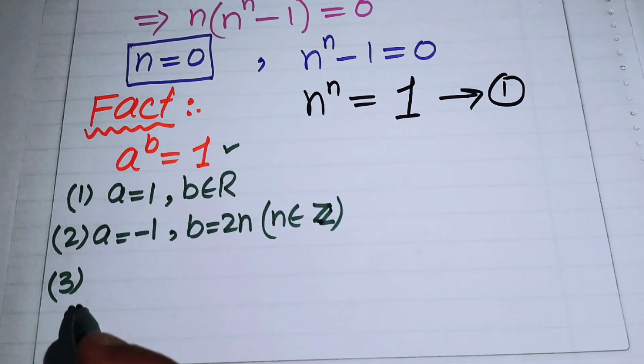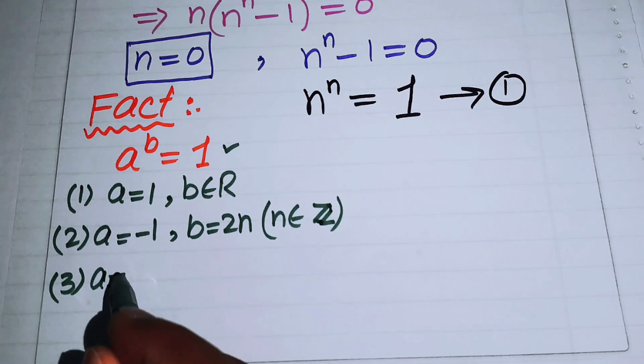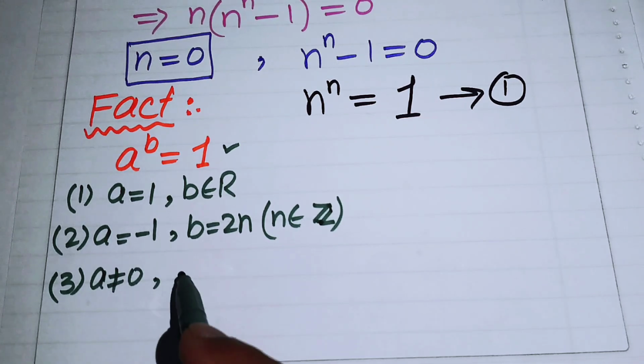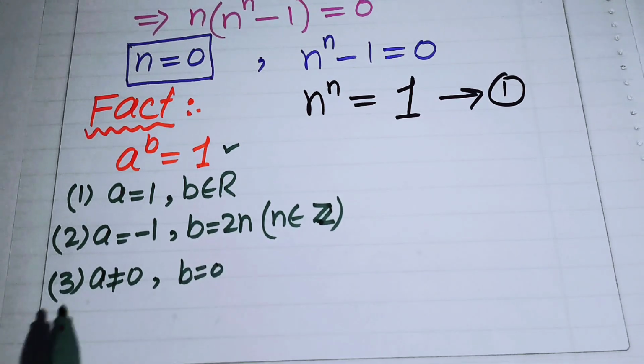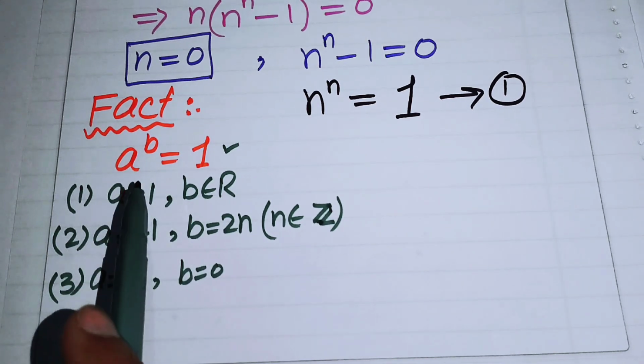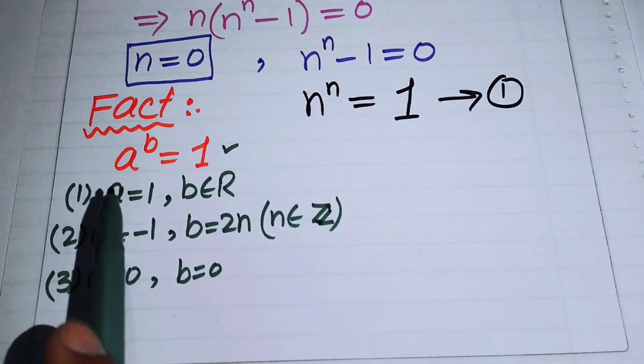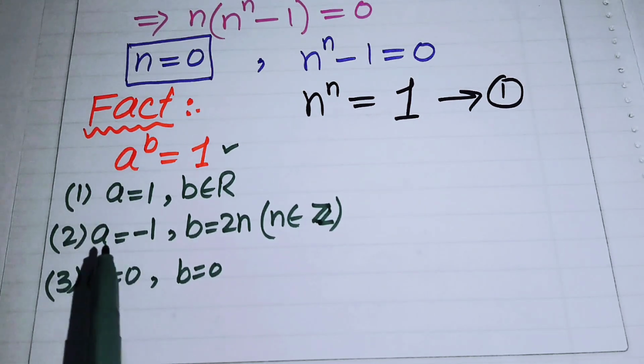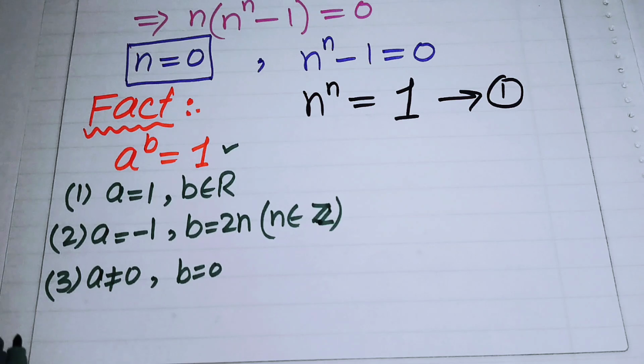And the third solution is if a is not equal to 0 and b equals 0. So if a is any nonzero number and b is 0, then you know that the exponent of any such number is 0, then it should equal 1. So this is the third solution of this equation.